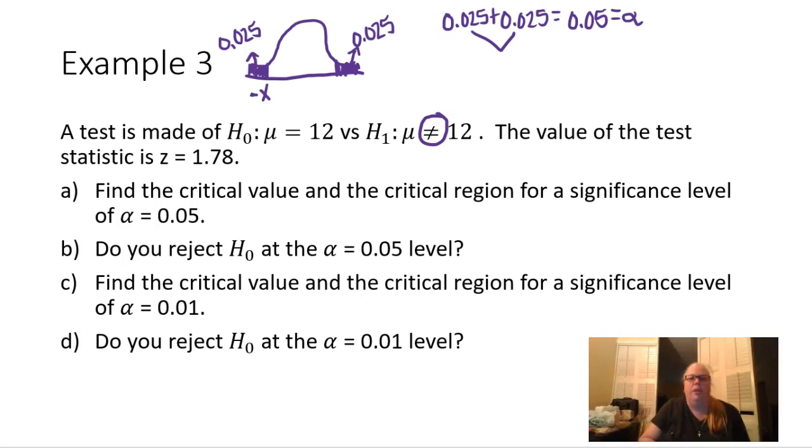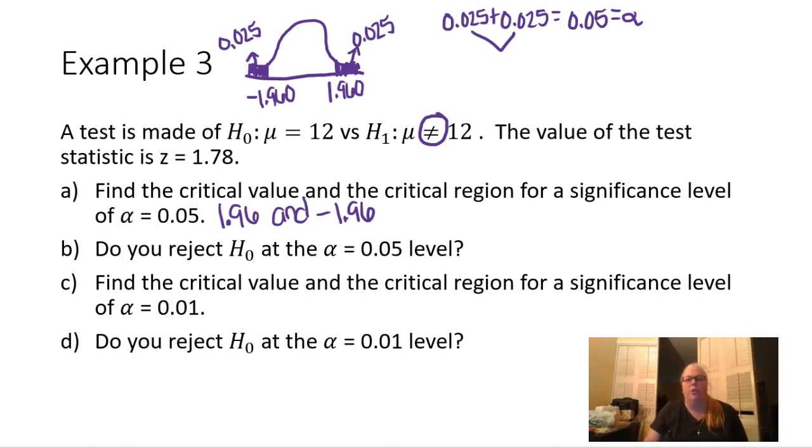And I know, because of symmetry, if this side is 1.96, then this one back here is going to be the opposite of that, or negative 1.96. So my critical values are 1.96 and negative 1.96.